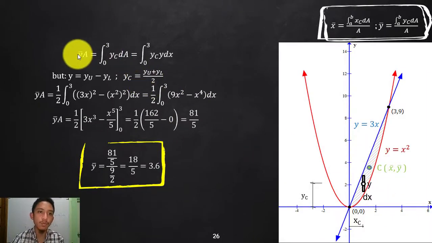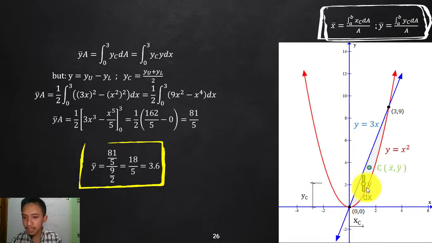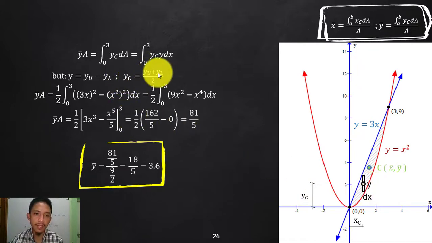So the same. Y bar will just become yc. Your dA will just become y times dx. And then, of course, what is your yc? Yc is actually the average of y upper and y lower. You cannot see that it's y, because, of course, y is already there. So yc is the average, and then your y here is y upper minus y lower. If you expand this one again, there will be a 1 half factored, that will be y upper squared minus y lower squared.